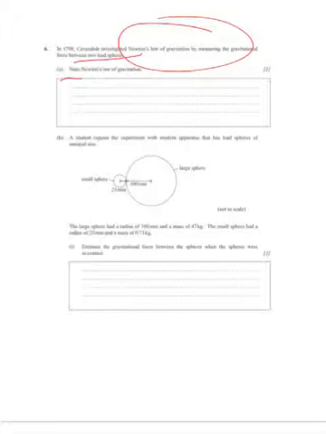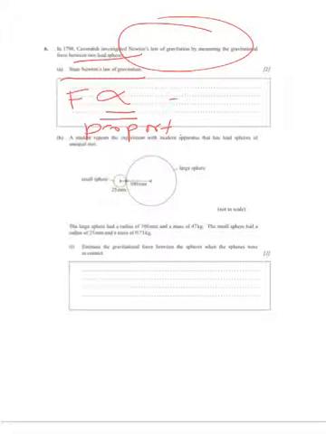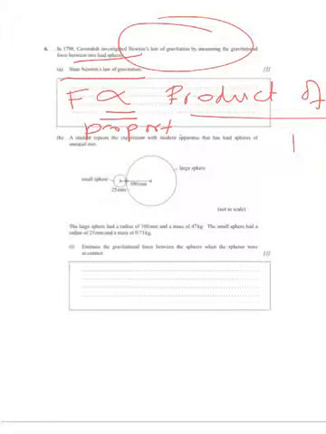In 1798, Cavendish investigated Newton's law of gravitation by measuring the gravitational force between two lead spheres. What is Newton's law of gravitation? Well, what you need to do is put in words the following. Force is proportional to, so you have to say that word, the product of the masses over the distance between them squared.